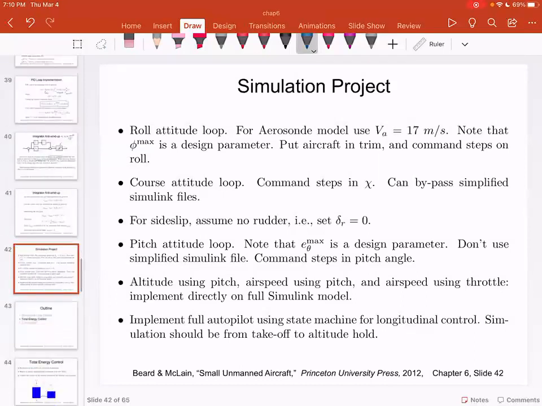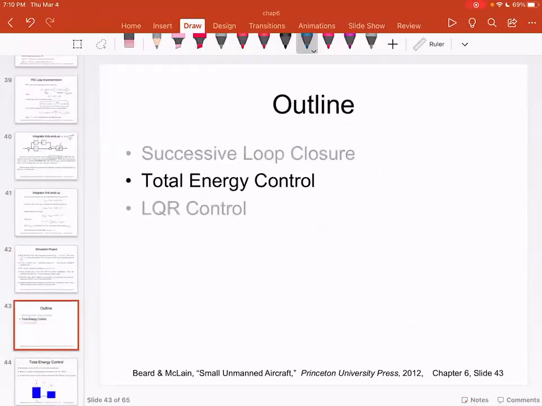And the next part is just for your information. It's not covered in the textbook, but something that you can think about is what we did in the slides we discussed so far. We talked about the loop closures. There is an alternative way, which is called the total energy control, which is something similar to the Lyapunov approach, if you were to study controller algorithms.